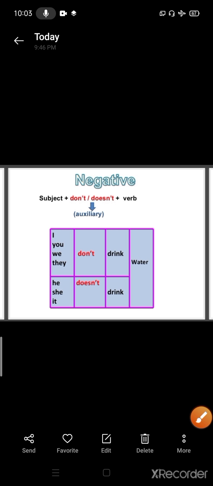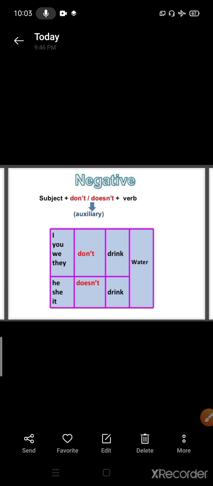Now, next part is negative sentence. A sentence can be divided into three parts like affirmative sentence, negative sentence and interrogative sentence. Fourth one is exclamatory sentence. We will read about negative and interrogative sentence. So, a sentence can be a negative one.